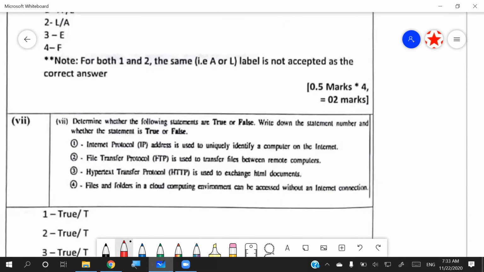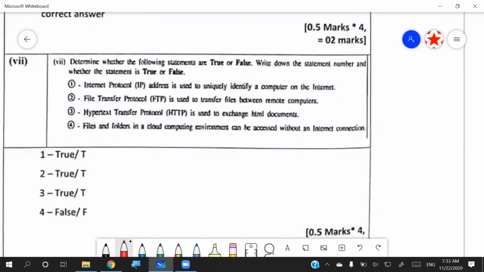Right. In the 7th one, they are asking the true and false things. Internet protocol address is used to uniquely identify a computer on an internet. Yes, not only in internet, in any computer network, a computer is identified by its IP address, right? So it is true. File transfer protocol is used to transfer files between remote computers. It is, right? File transfer protocol is for that.